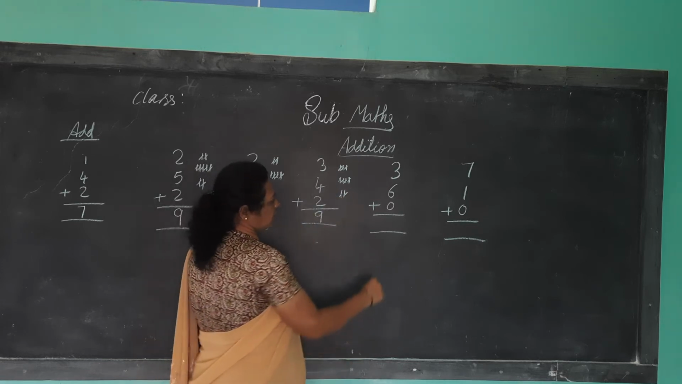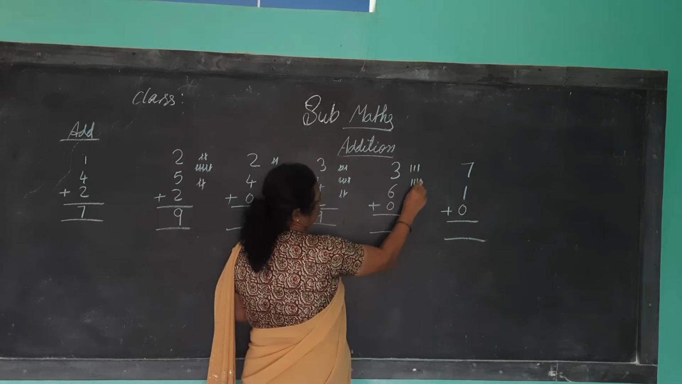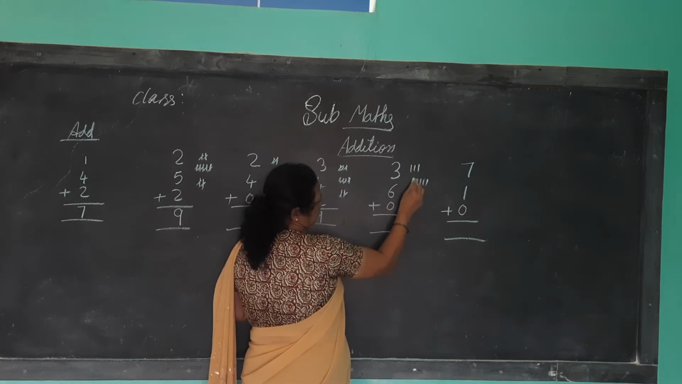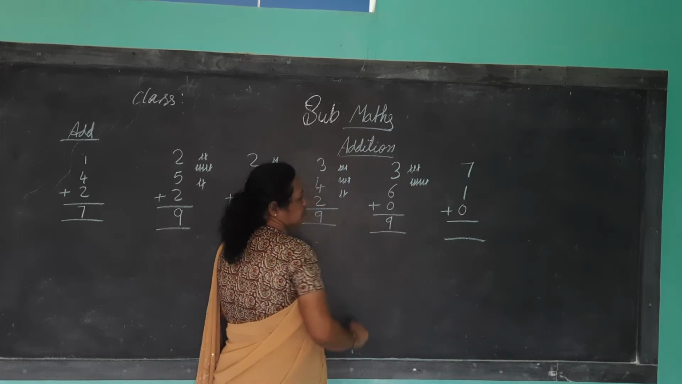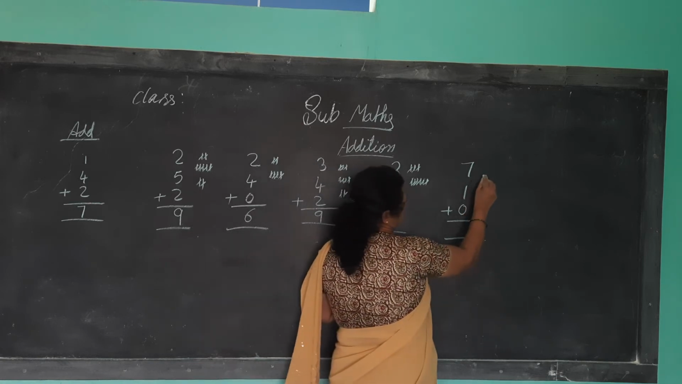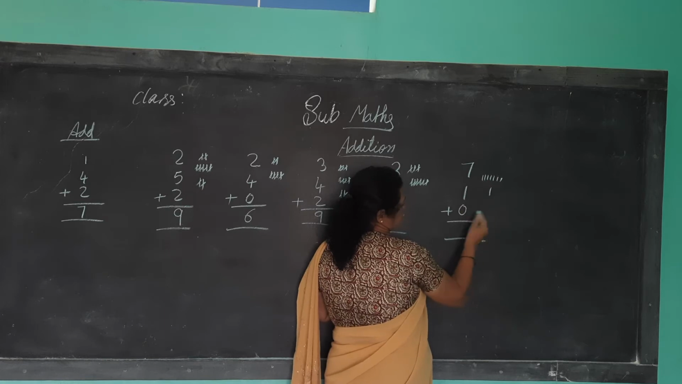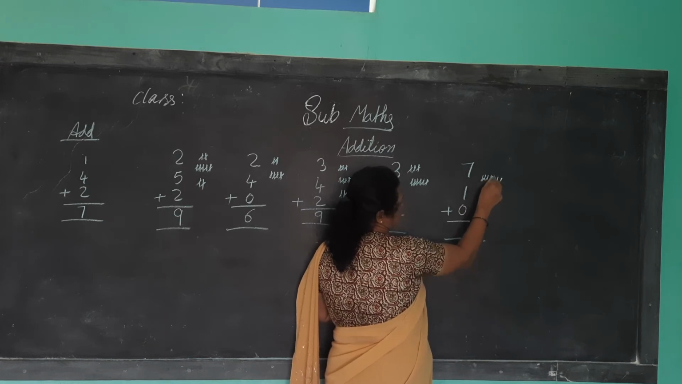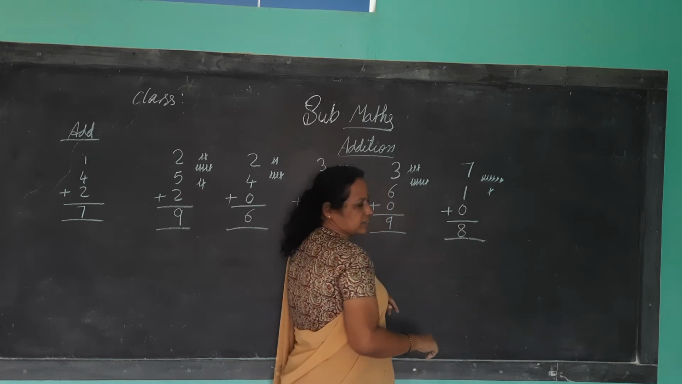Okay children. Now here 3: 1, 2, 3. Here 6: 1, 2, 3, 4, 5, 6. 0 is nothing. Now count: 1, 2, 3, 4, 5, 6, 7, 8, 9. Here 7: 1, 2, 3, 4, 5, 6, 7. Here 1. 0 is nothing. Now 1, 2, 3, 4, 5, 6, 7, 8. Okay.